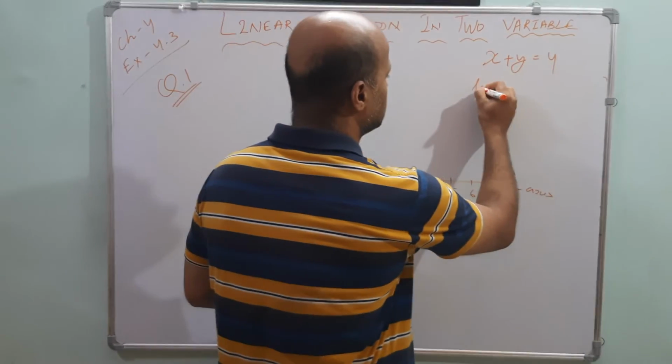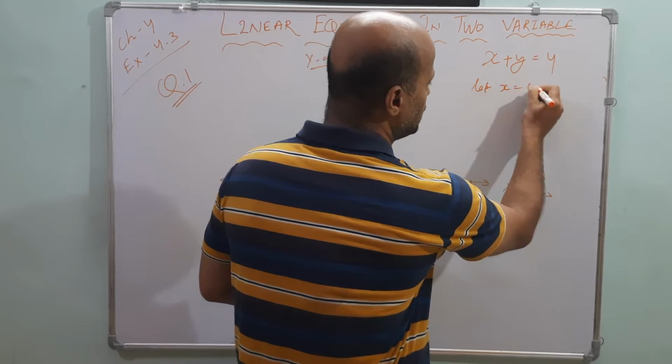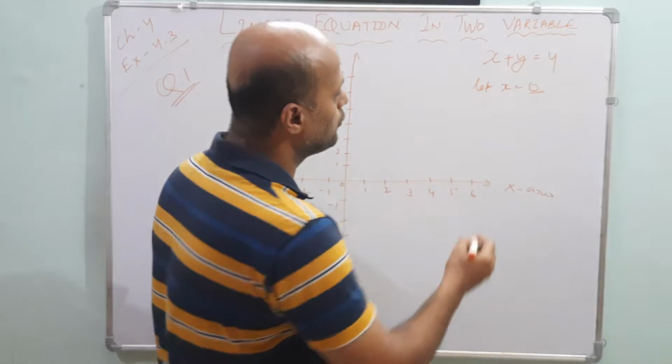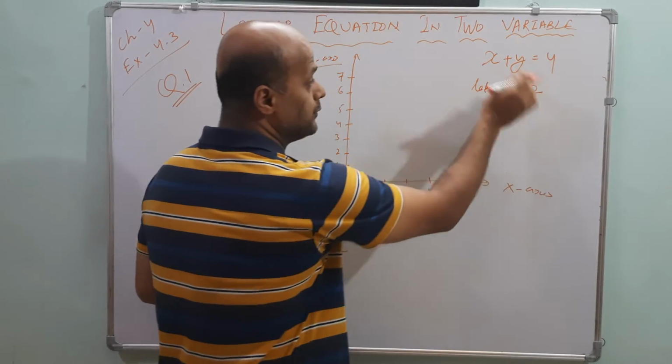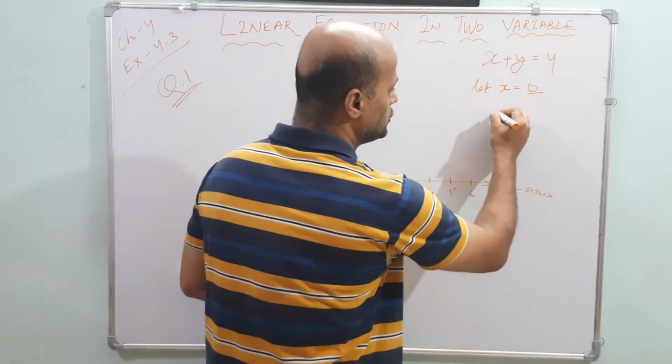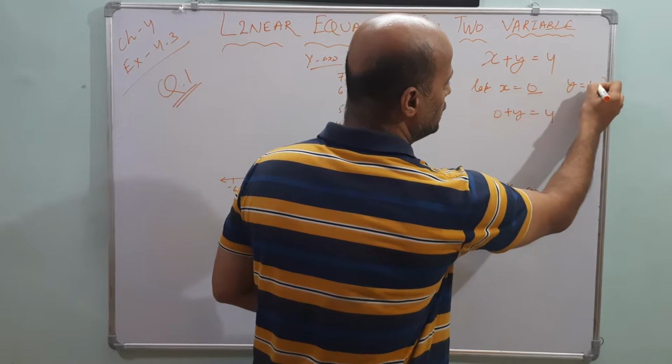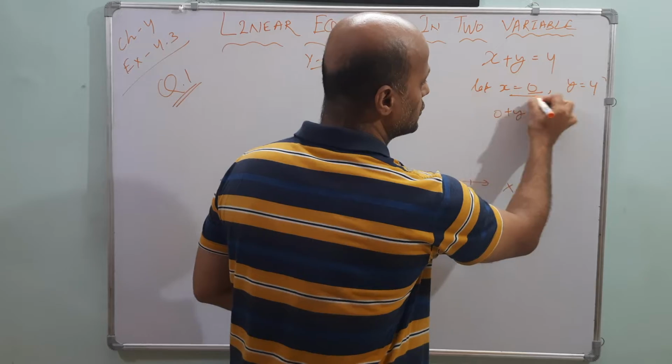Let's take x is equal to 0. If the value of x is equal to 0, then what is the value of y? So keep the value of x in this equation. 0 plus y is equal to 4, so y is equal to 4. The value of y is equal to 4 when x is equal to 0.